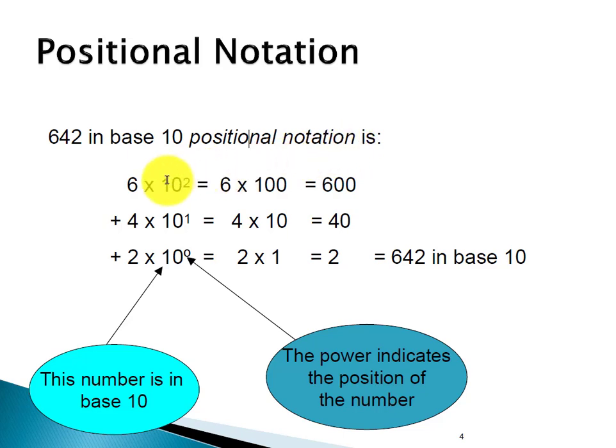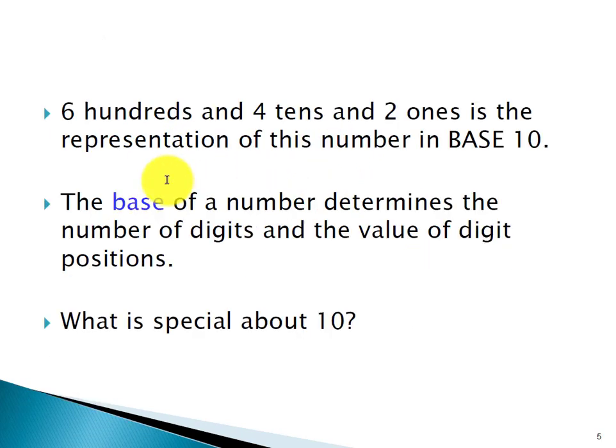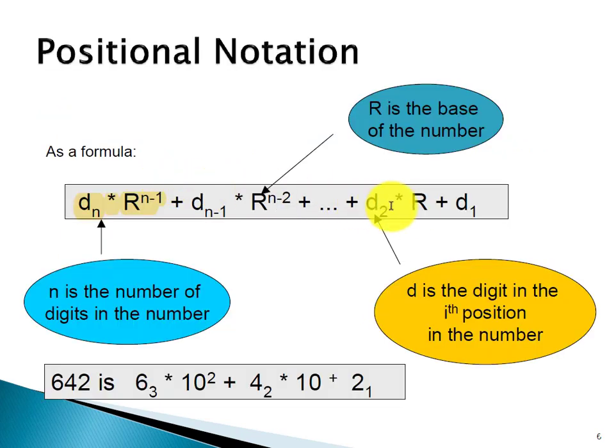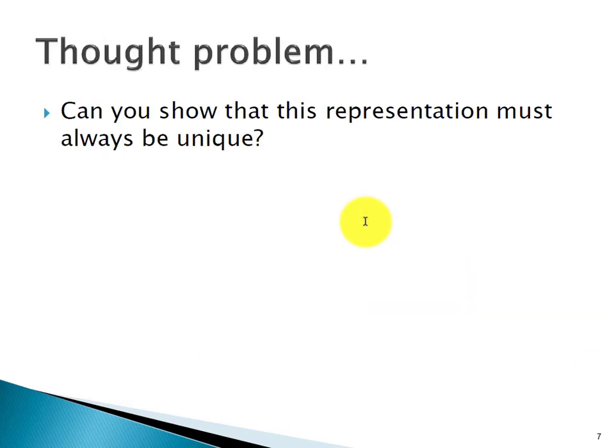So, okay, great. This is positional notation. This is the positional notation formula, and we can use it to convert any base to base 10, using base 10 operations such as multiplication and addition. Can you show that this representation is always unique? Yes, because no matter what the base is, if you put it in this positional notation formula with those base operations, you'll always get the same value, and so you can show that it is unique.